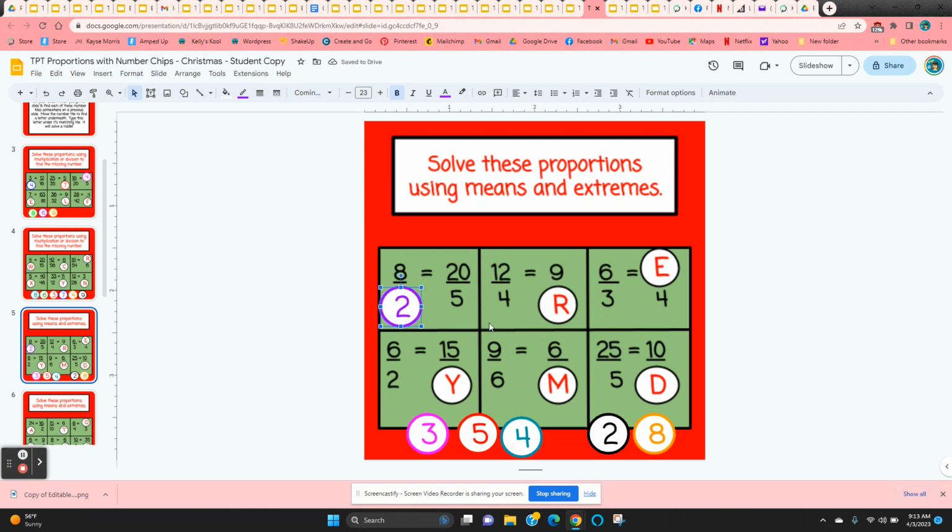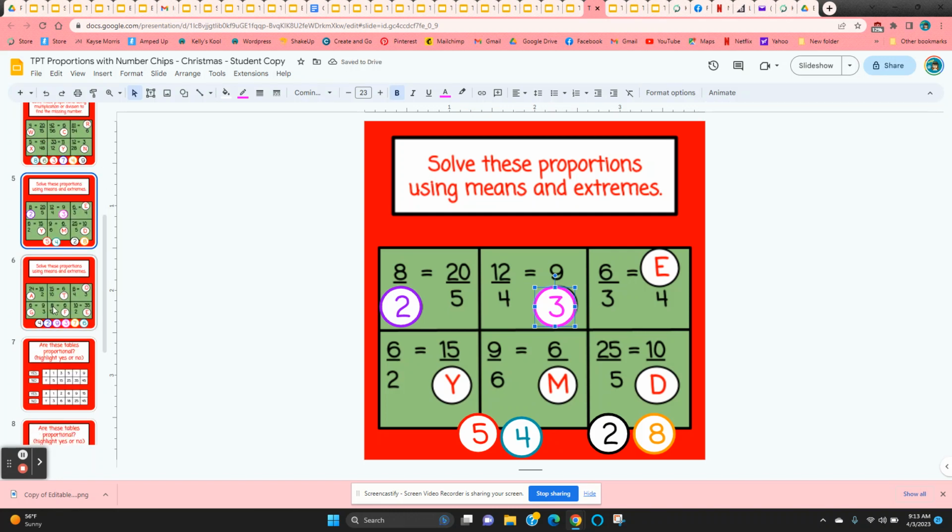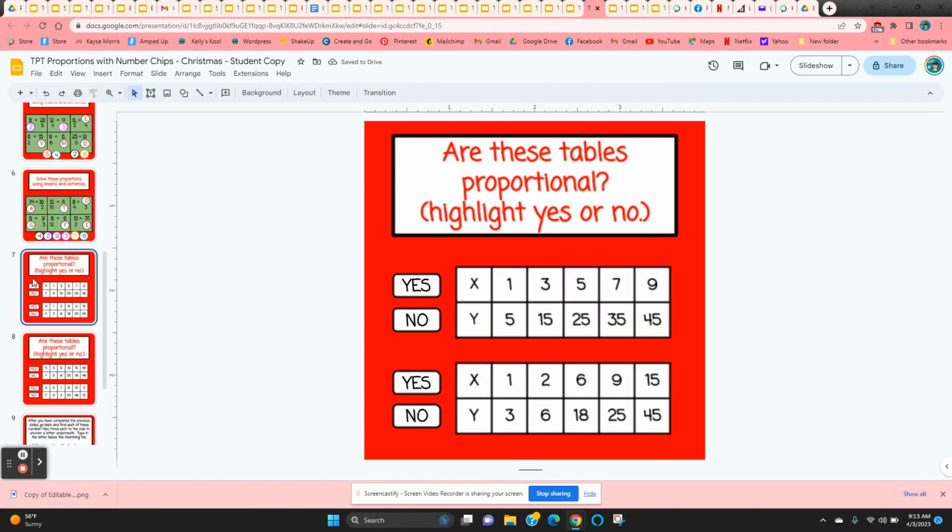Same thing here. 9 times 4 is 36. So 12 times what number would be 36? And so on. They're going to do that again on the next slide. When they get to slide 7, they're going to be looking at proportional tables. So yes or no, is this table proportional?